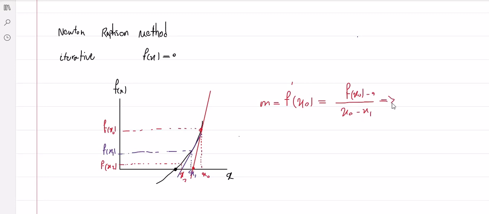If you rearrange this equation, you would get that x1 is equal to x0 minus f of x0 divided by f prime of x0.